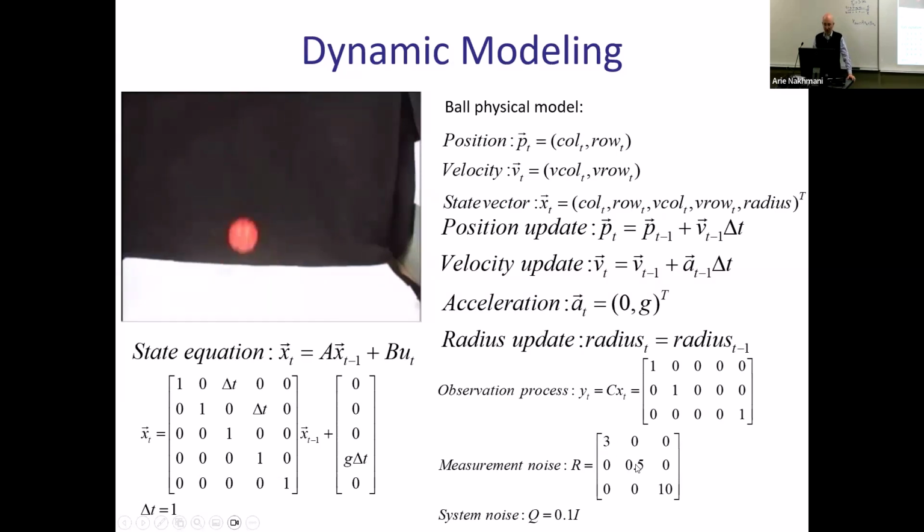So again, this is my column, row, and radius. What are these numbers? What is the meaning of the numbers in the measurement noise? This is variance, practically speaking. What is variance? It's like the width of the Gaussian. So this Gaussian width is 3, this one is 0.5, and this one is 10. And we are talking in number of pixels here. These are the units. So 3 for the column, which is the horizontal direction.